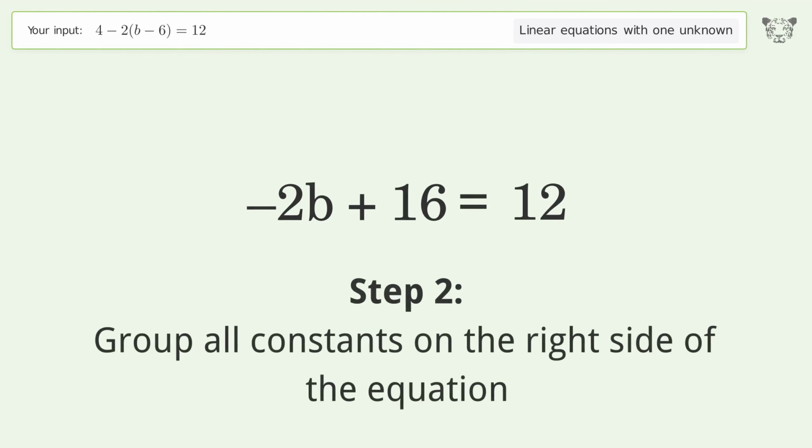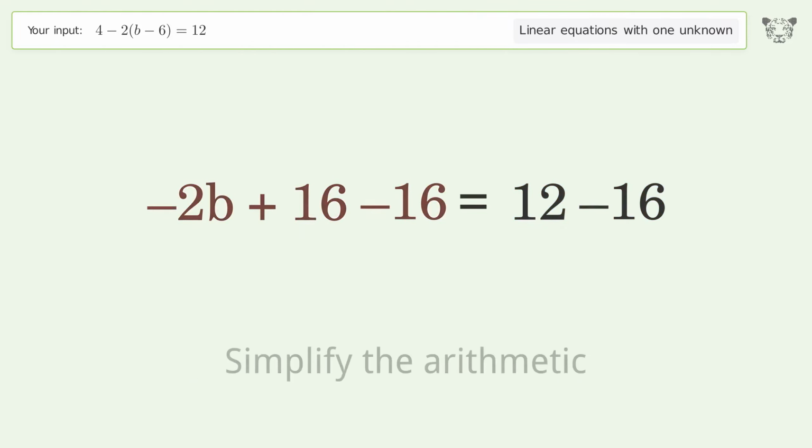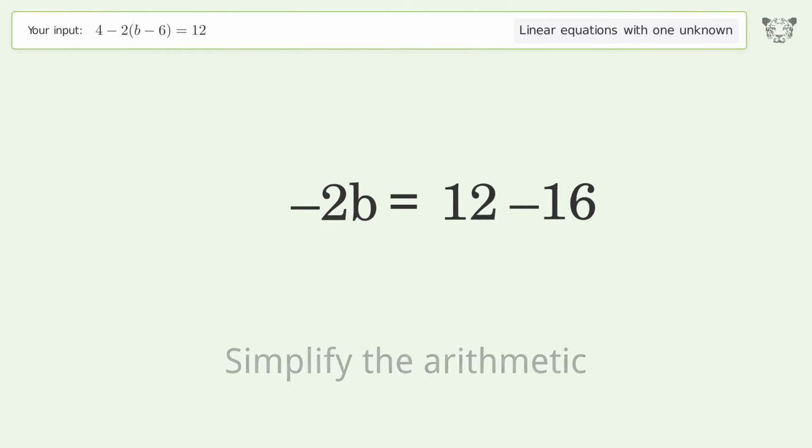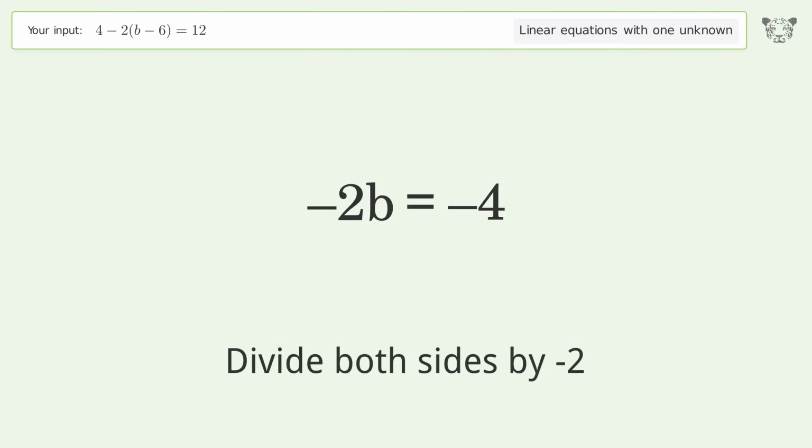Group all constants on the right side of the equation. Subtract 16 from both sides. Simplify the arithmetic. Isolate the b. Divide both sides by -2.